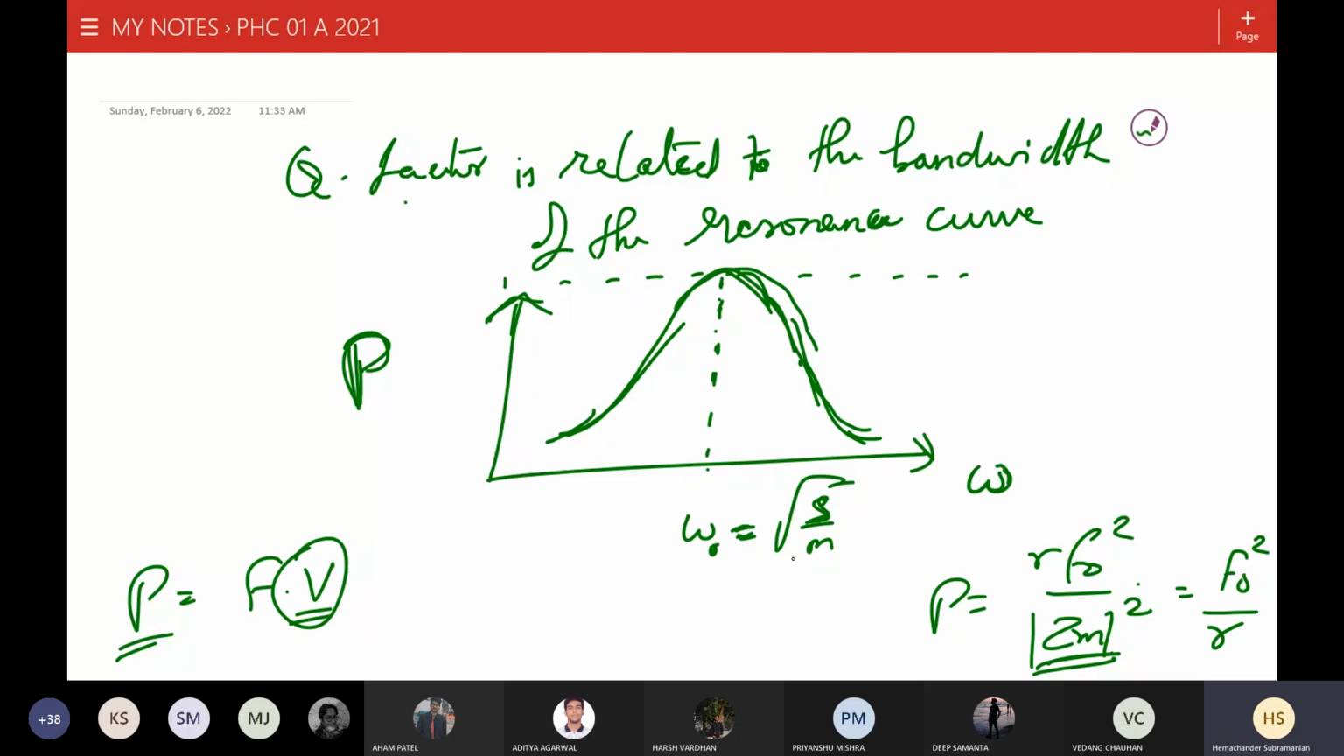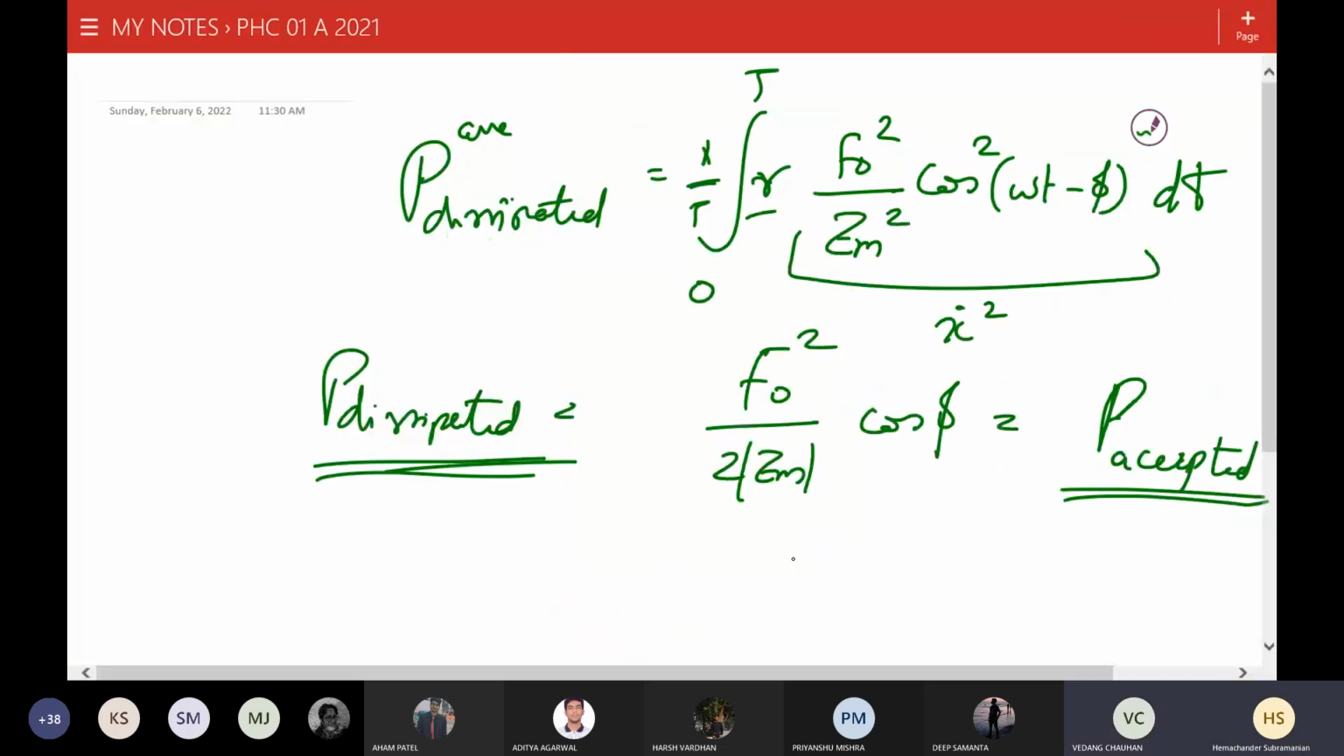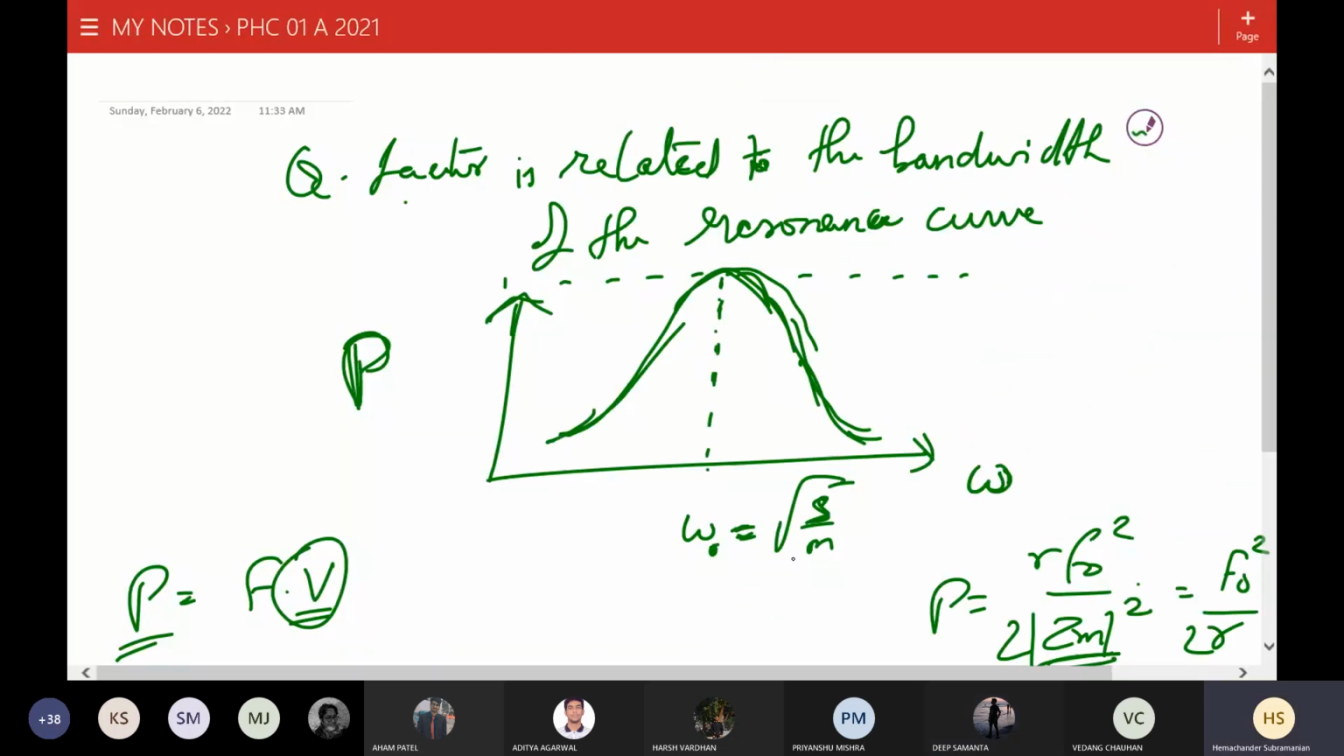There has to be a factor of 2 somewhere here. Did I use the factor elsewhere or no? Maybe that was a mistake in the previous one. Yes, there is a 2 here. So F naught squared over 2R. That is your maximum value, F naught squared over 2R. That is your maximum power delivered.